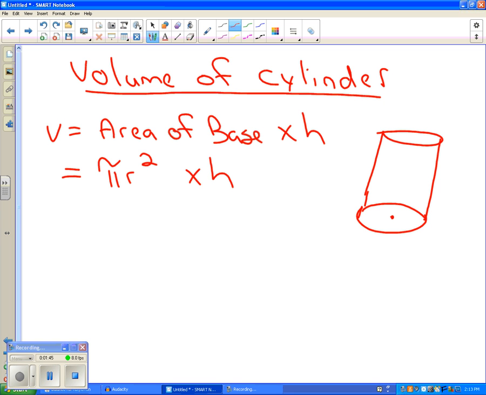If we look at this cylinder here that I have, and we were to give it some measurements, let's say that our radius is 10 centimeters, and let's say that our height is 20 centimeters. We can then plug these into this formula over here, where the volume of a cylinder is pi r squared times the height. So let's put these in.